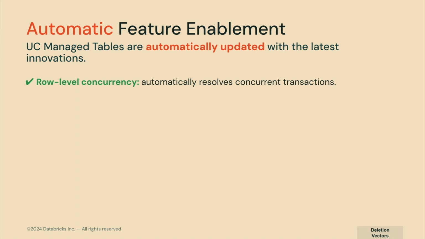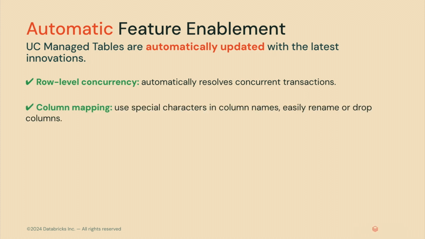But with row-level concurrency, we make this way simpler by automatically resolving the concurrent transactions at the row level when writing to UC managed tables. You no longer have to rely on partitioning or designing workloads to avoid conflicts when writing to a UC managed table. Up next, we have column mapping. So historically, when columns are deleted or if there's a name change, the data files have to be rewritten, which could be expensive. But with column mapping, we enable metadata-only changes to mark columns as deleted or renamed without any data rewrite to your files.